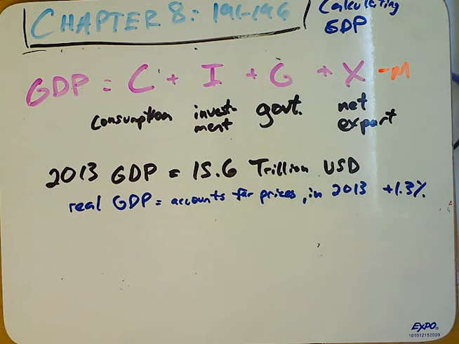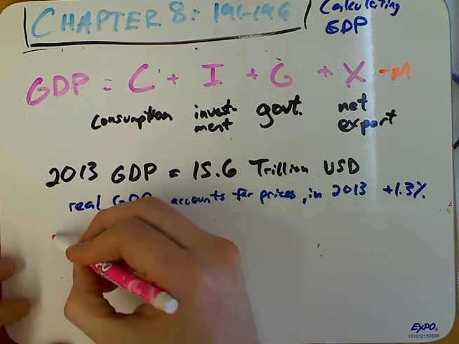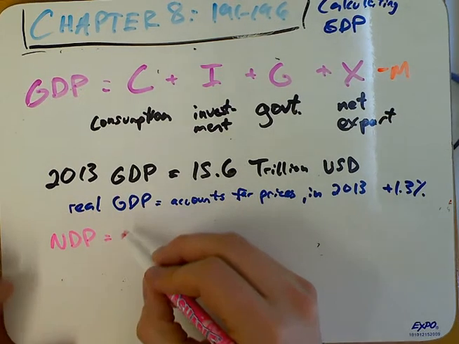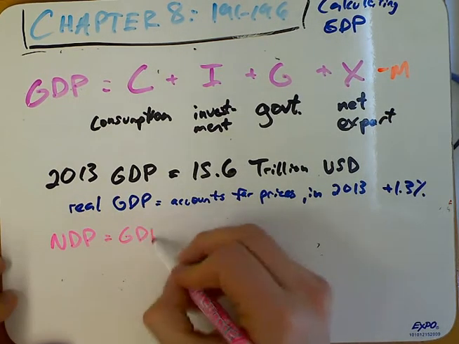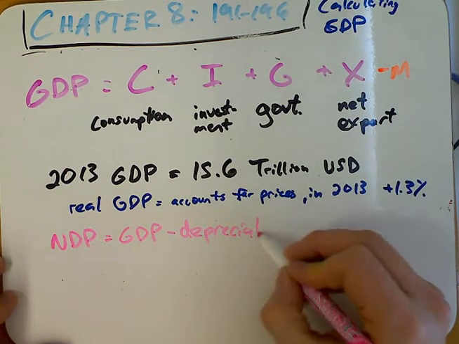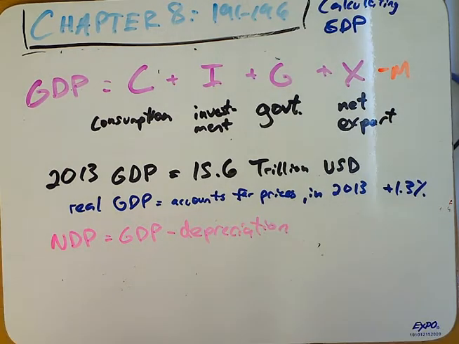And NDP is just GDP minus depreciation. Depreciation is when your investment depreciates in value. That vehicle you bought for your pizza delivery company, that vehicle depreciates over time. The value of that investment is not the same in year 3 as it is in year 1.